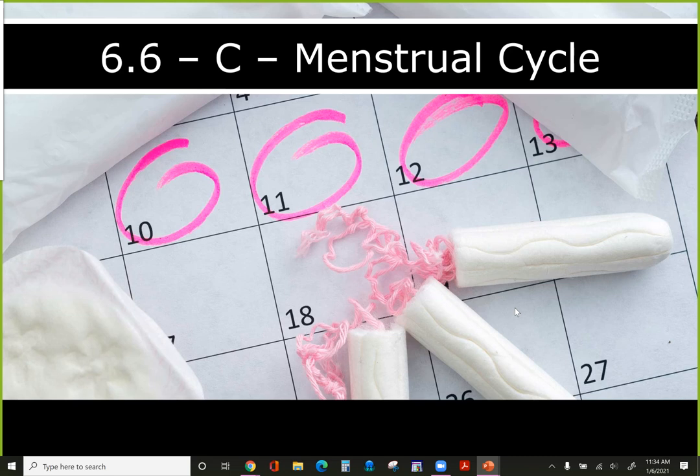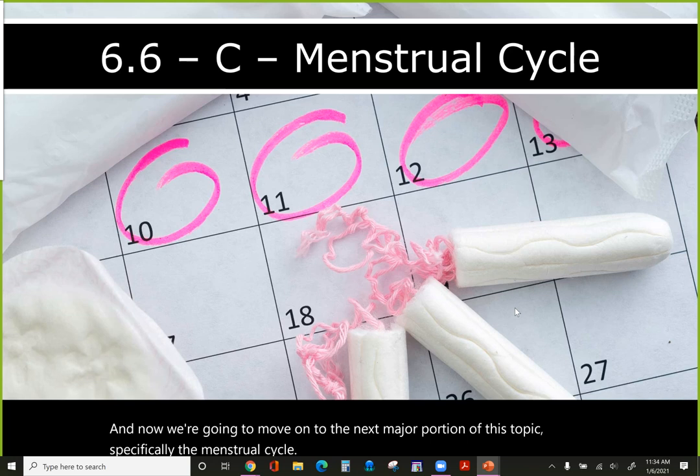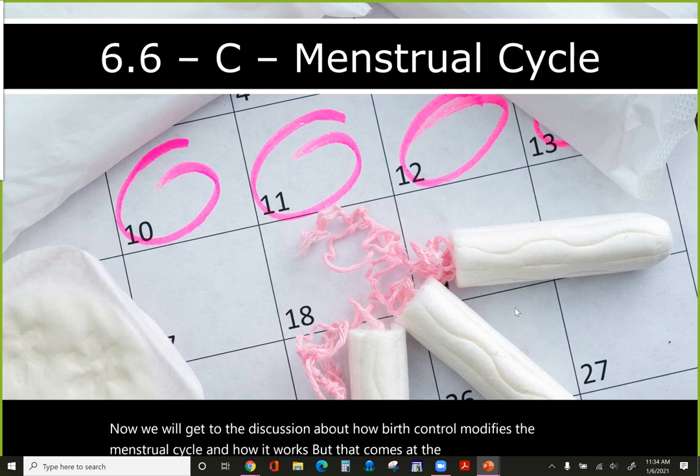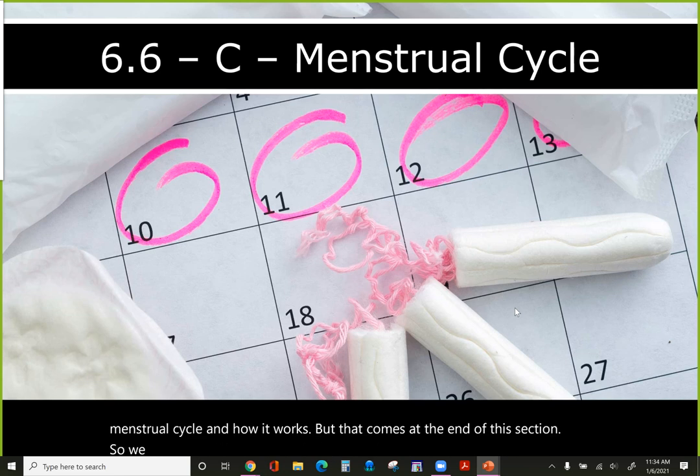And now we're going to move on to the next major portion of this topic, specifically the menstrual cycle. Everybody's favorite. Now, we will get to the discussion about how birth control modifies the menstrual cycle and how it works, but that comes at the end of this section. So we will be talking about that today or next rotation. It's in here.